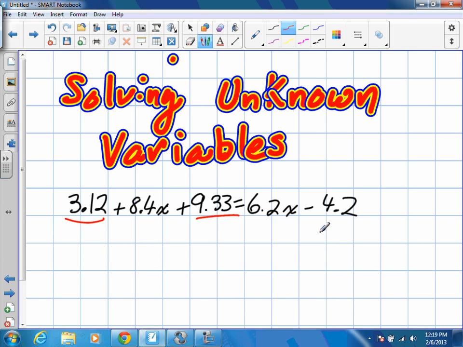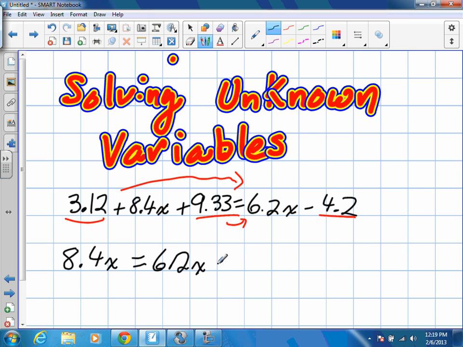So, for instance, I've quickly looked at, and these three are like terms. They're all constants, but they're on different sides of the equation. So I'm going to move my constants to the right side of the equation, okay? Which means I'm still left with positive 8.4x, but the other two terms on the left side of the equal sign have moved. We have 6.2x. I'm going to leave the negative 4.2.